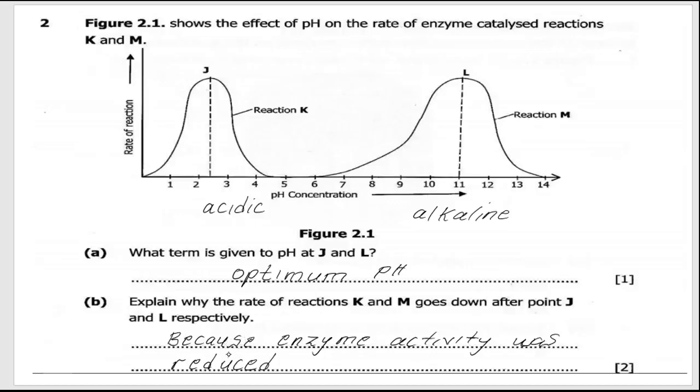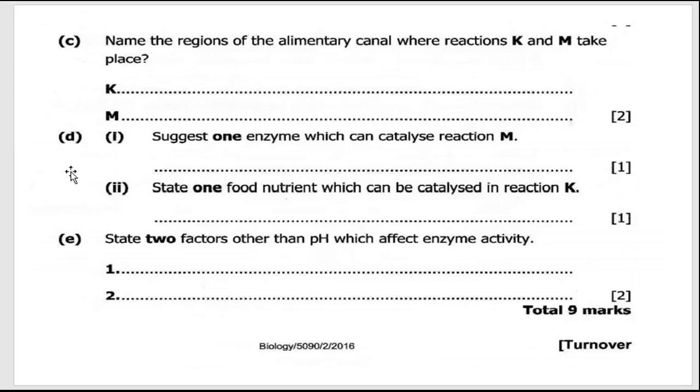So let us now proceed to question C, and C is saying name the regions of the alimentary canal where reactions K and M take place. So what regions can you find reactions K and M? From that diagram we can see that reaction K is in an acidic environment, where reaction M is in an alkaline environment.